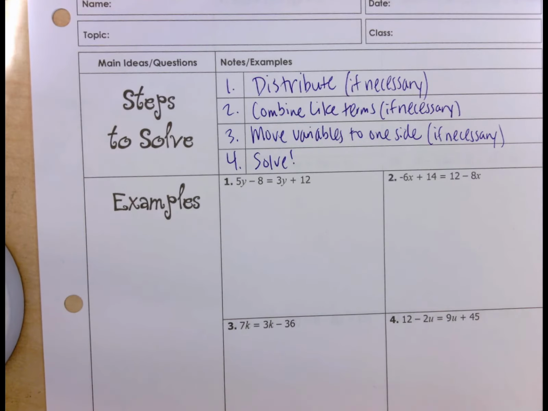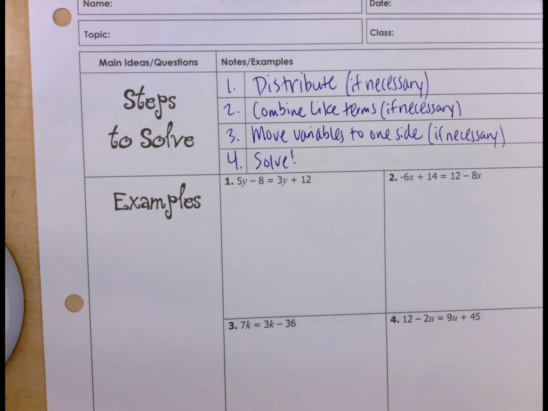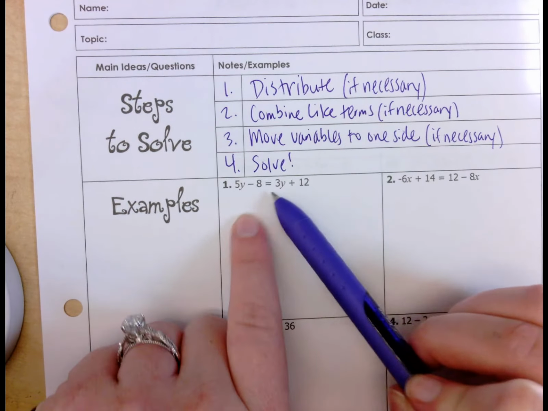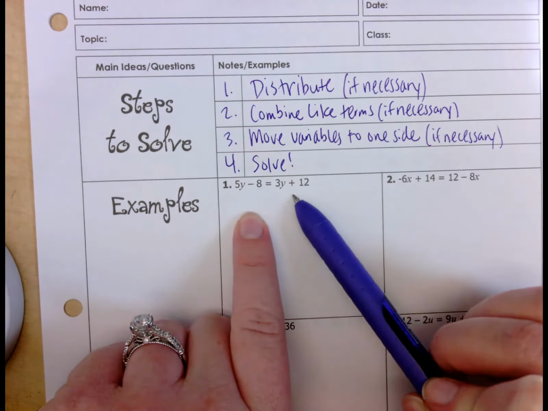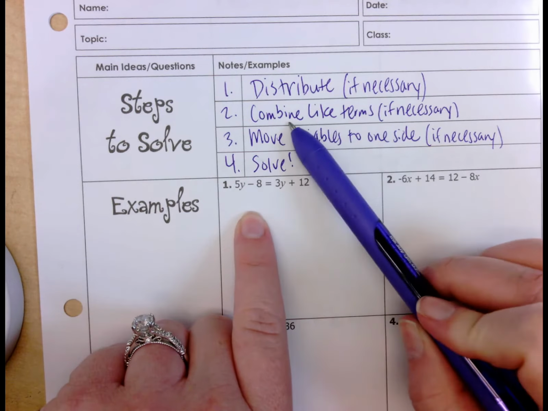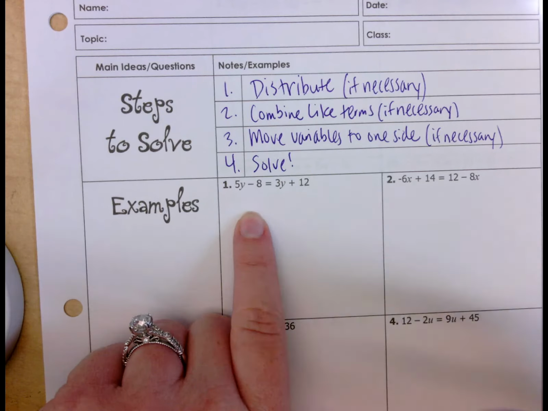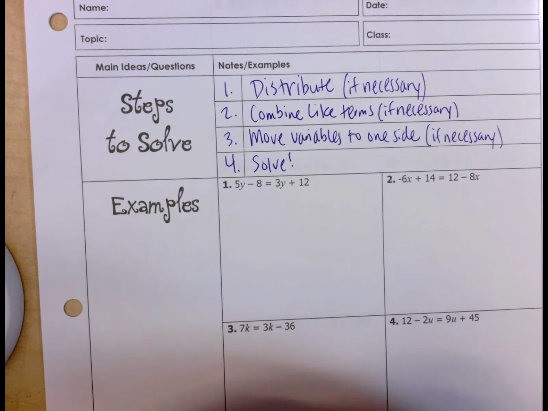So we're going to start with the odds today. So first step is to distribute if necessary. So if I look at this, there is nothing that needs to be distributed. So I move to step 2, combine like terms. Okay, so like terms are terms on one side of the equation or the other that are similar and need to be combined.